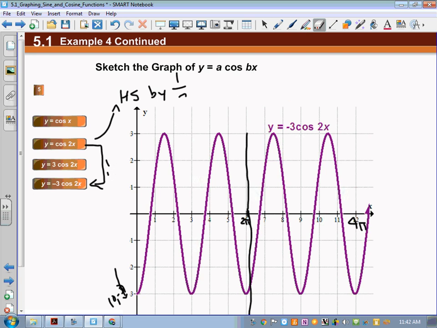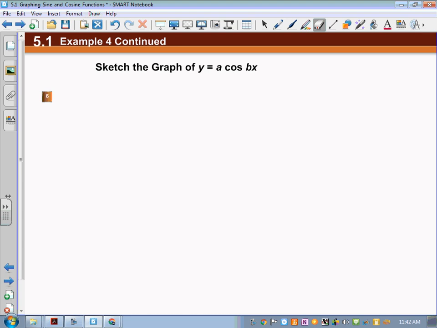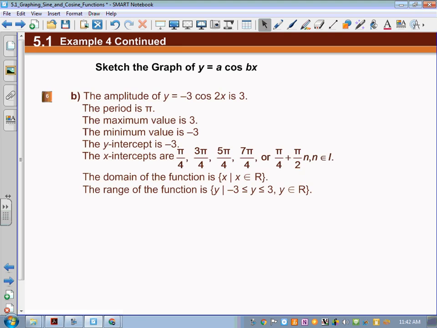All right, the last part of this asks for a few important characteristics about the graph. I'm going to reveal them here, and then we're going to talk through them one by one. So again, you can pause it. Make sure you write this down. Amplitude. You need to make this as simple as: amplitude is equal to the absolute value of A. In this case, that's the absolute value of -3, which is 3.